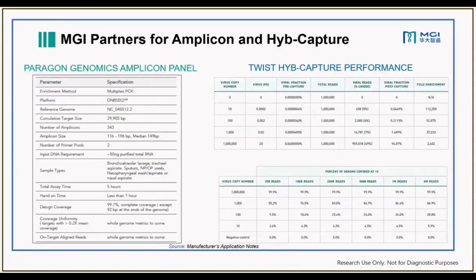MGI works with several partners who have expertise in different approaches. We work with Paragon Genomics, also for amplicon panel, and Twist for hybridization capture. And as you can see from their application notes published, their performance is in line with what we have seen in our comparative study.